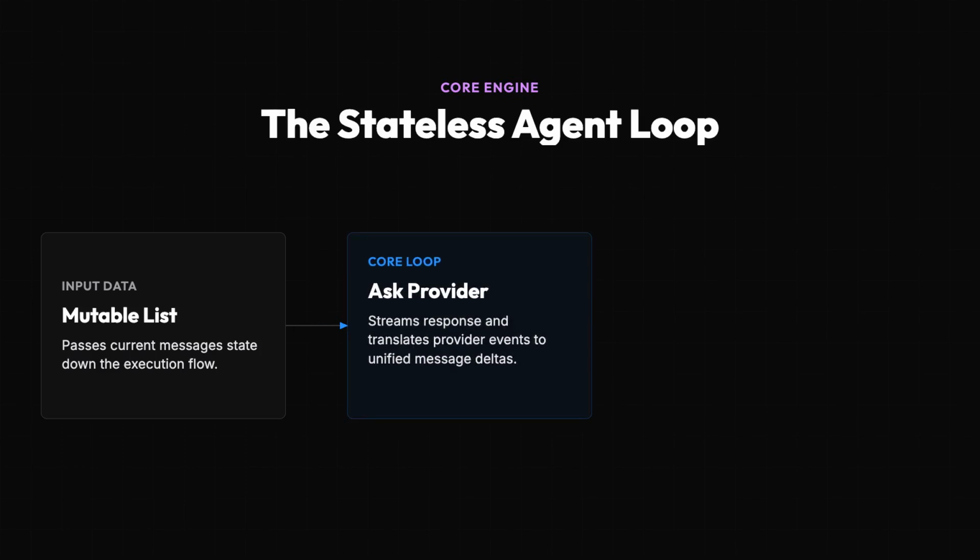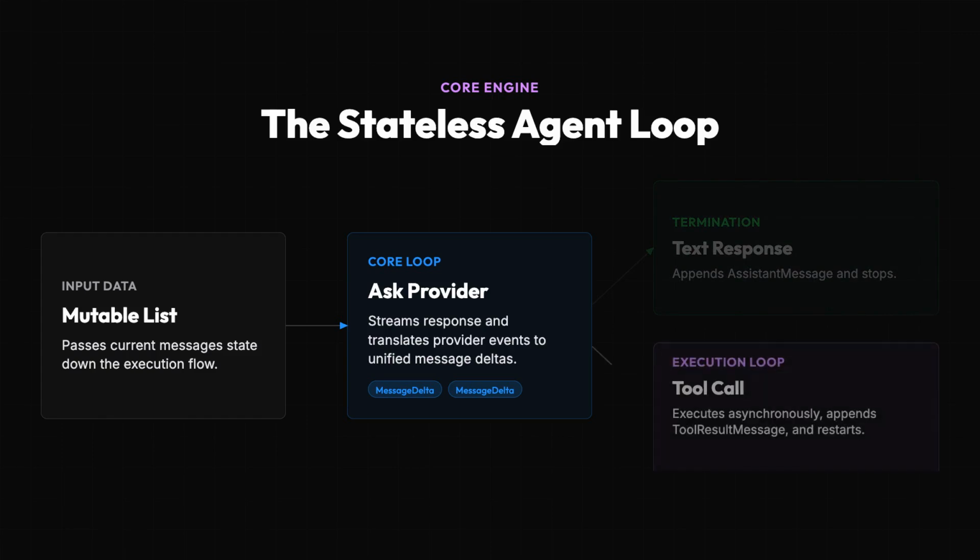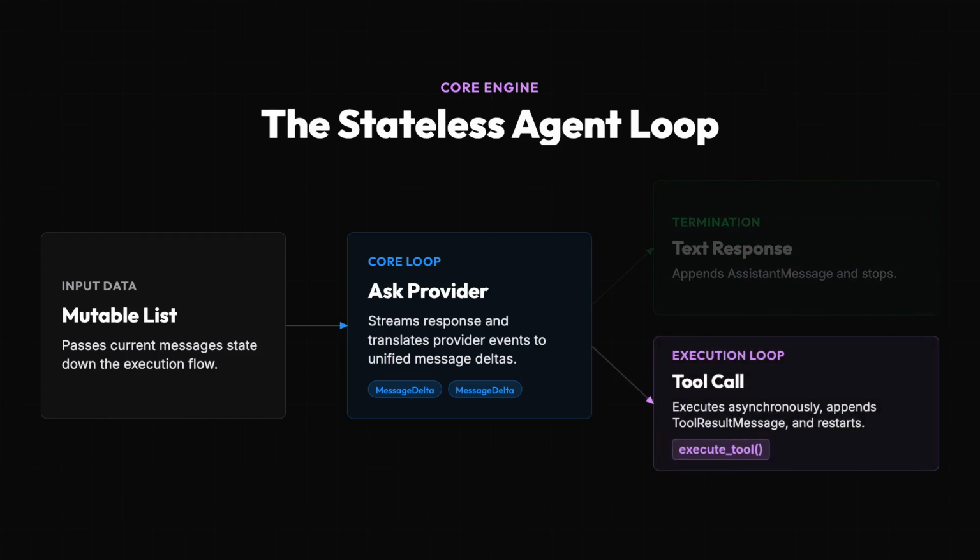First, it asks the model provider to stream a response. As the text deltas arrive, the loop translates provider-specific events into neutral message delta events. If the model finishes and only returns text, the loop appends an assistant message and stops. But if the model requests a tool call, the loop catches it, executes the tool asynchronously, appends a tool result message, and automatically triggers the next model turn. It yields events at every step, so your user interface stays responsive.